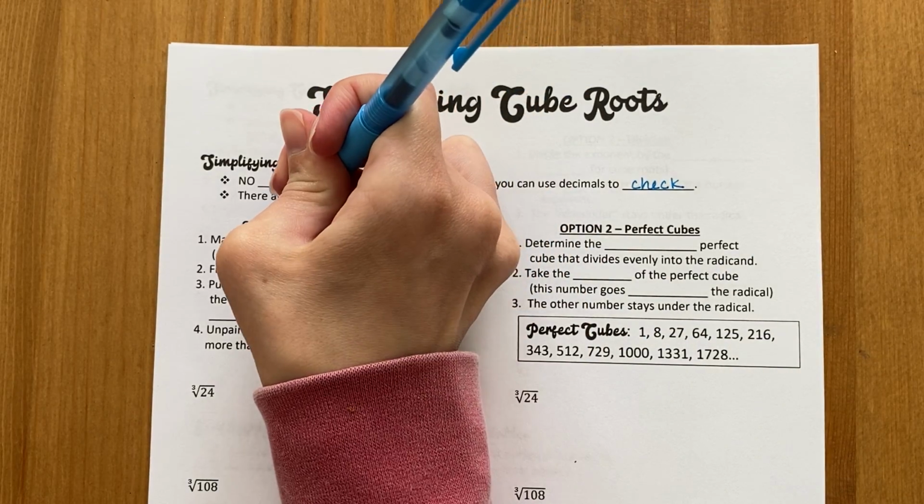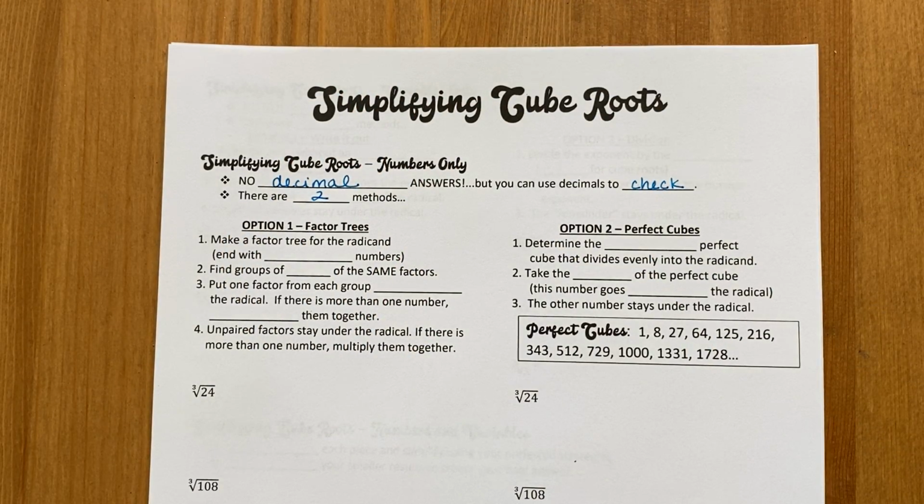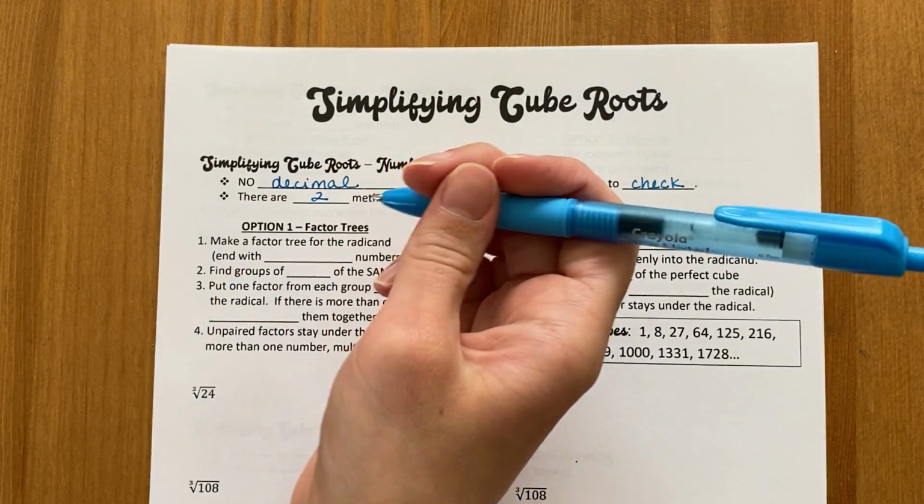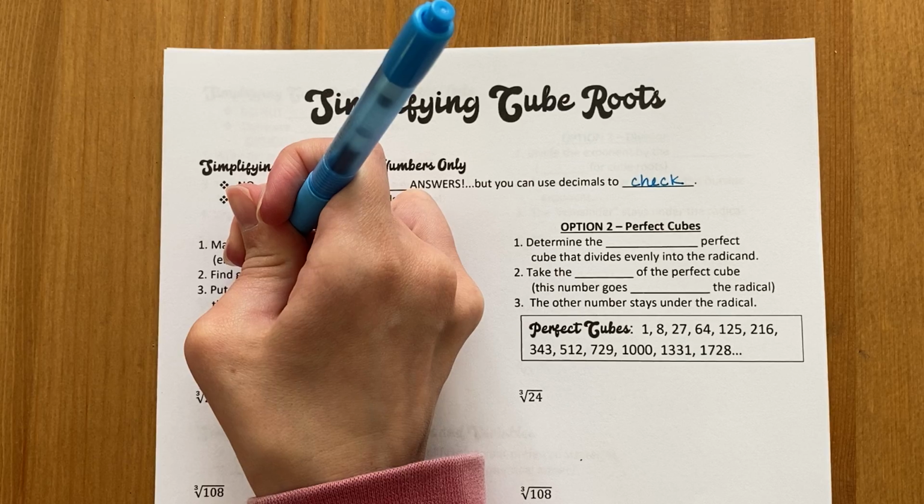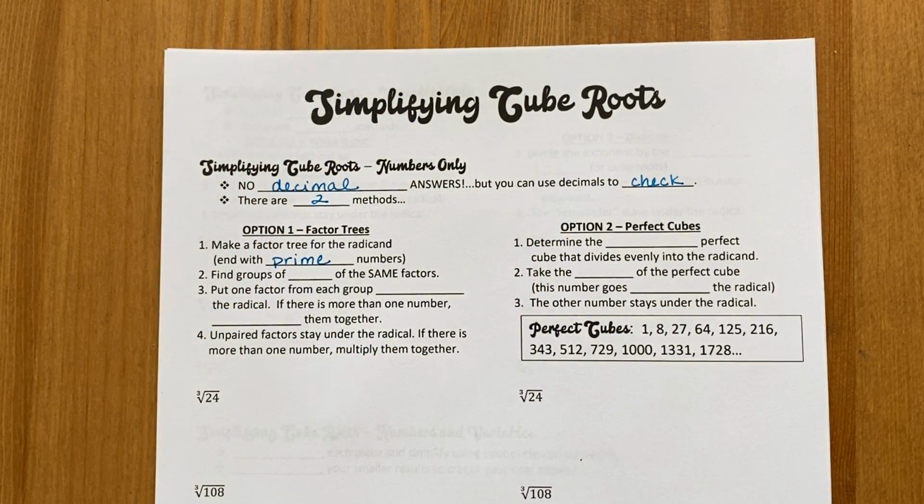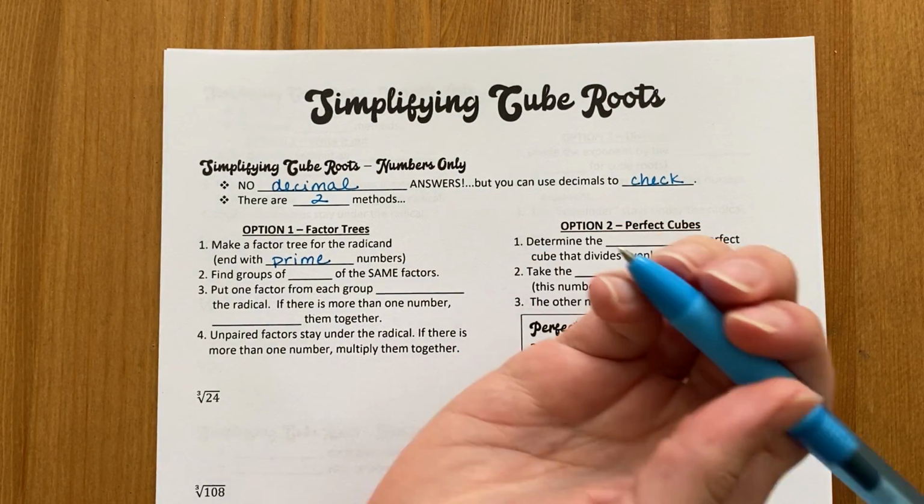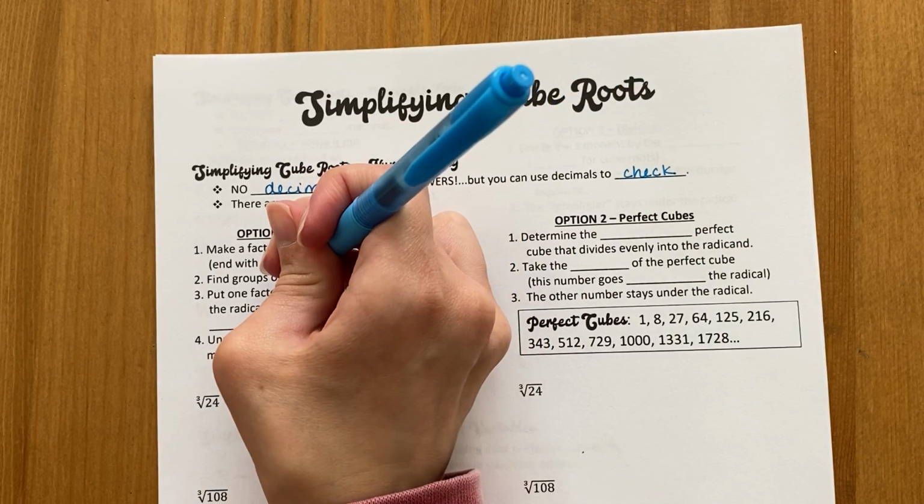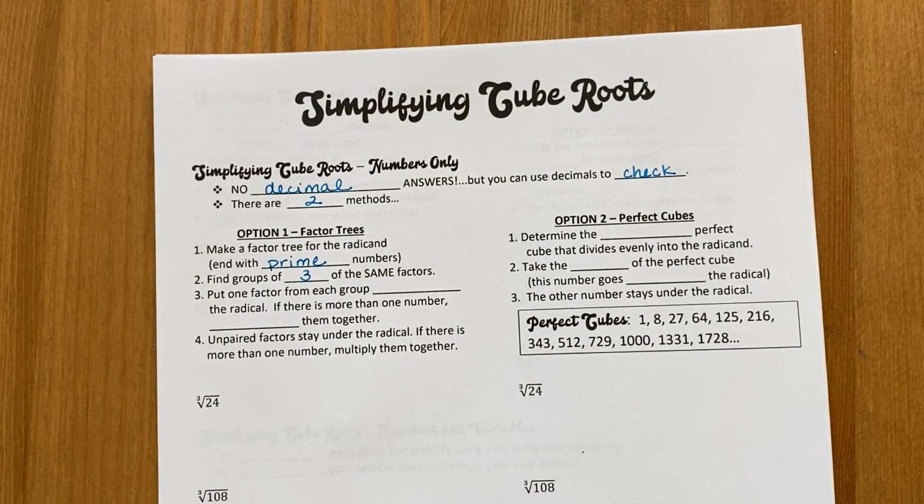Now there are two methods to do this, just like there were yesterday, and the options are the same. So you can either make a factor tree, which is what we're going to start with. That's where you're doing the prime factorization, and you want to end with prime numbers. So again, things like 2, 3, 5, 7, you want those things at the end of your branches. Instead of finding pairs of the same factors, today we're finding groups of 3. It goes right along with cube roots because our numbers are going to be all based around 3 today. Yesterday it was all groups of 2 or pairs. Today it's going to be groups of 3. That's really the only major change.